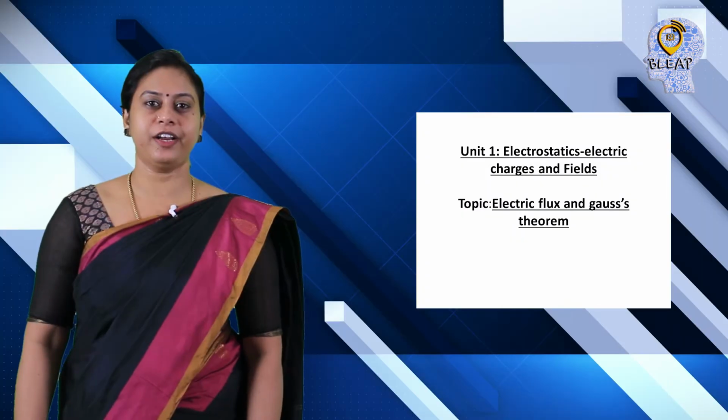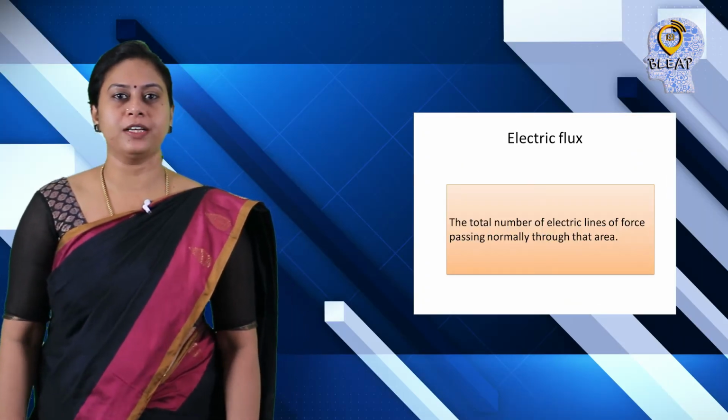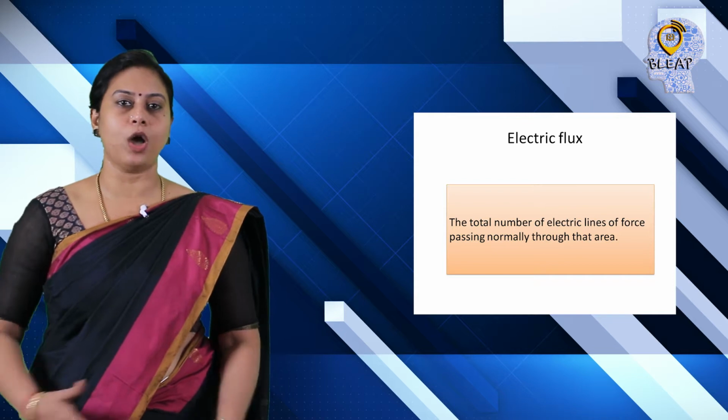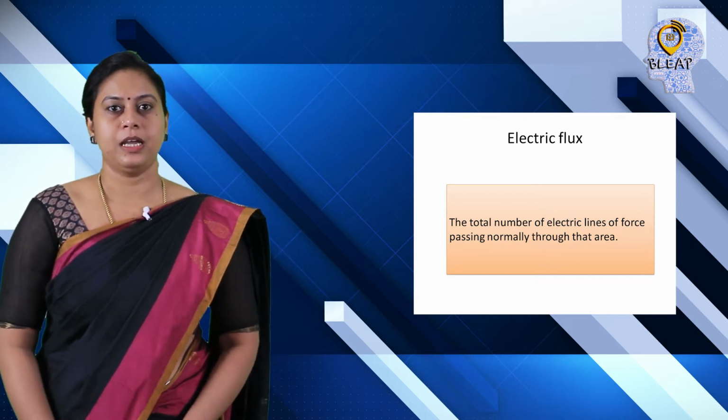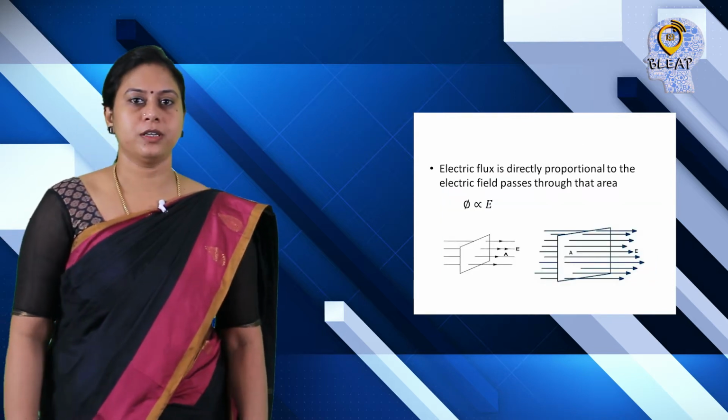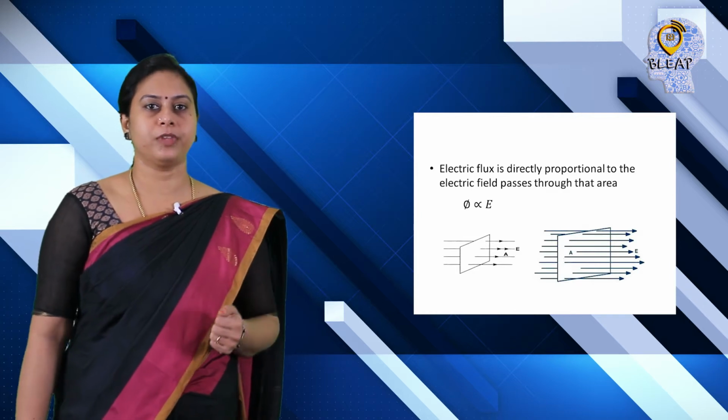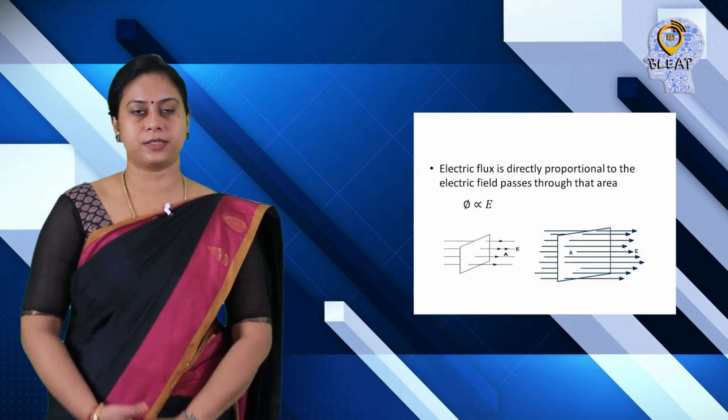be able to express the electric flux for the uniform electric field and can describe the relation between Gauss theorem and Coulomb's law. Let us see the statement. Electric flux, the total number of electric field lines passing normally through that area. Let us analyze the statement. We can take the key term, that is electric field lines.